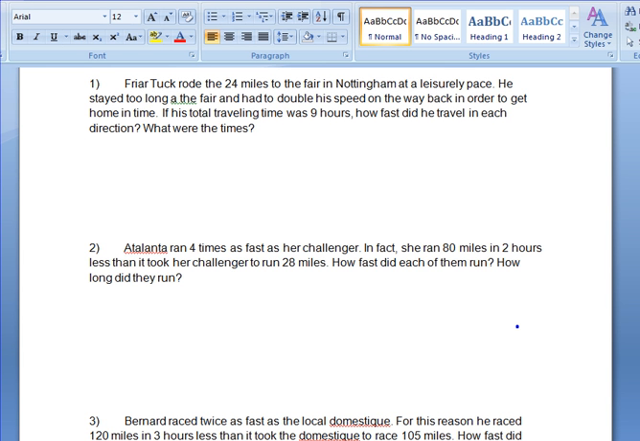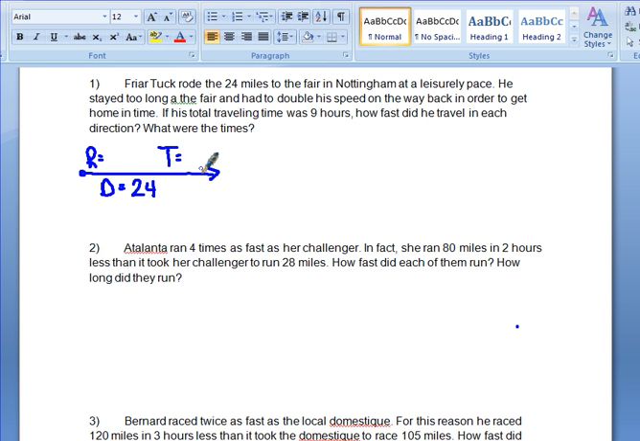We are asked a lot of information in this problem. We're also given a fair amount of information in this problem. We know that Friar Tuck rode the 24 miles to the fair, so he went a distance of 24 miles. He went it at a leisurely pace. We don't know what his time is. We don't know what his rate was. But we do know that his distance 1 was 24 miles. So we're going to go ahead and say distance 1 is equal to 24. Again, we don't know what the rate is yet, and we don't know what the time is yet.